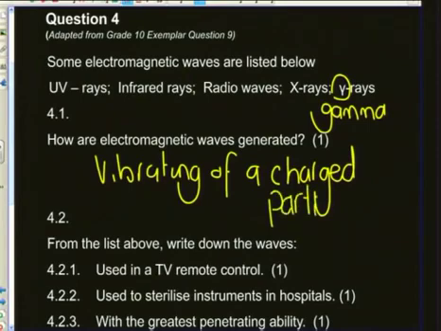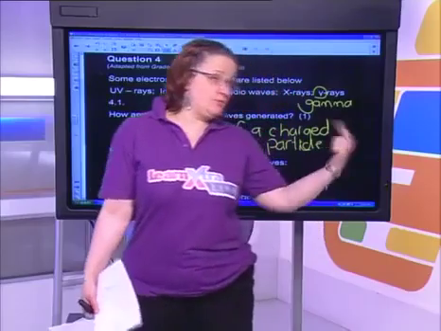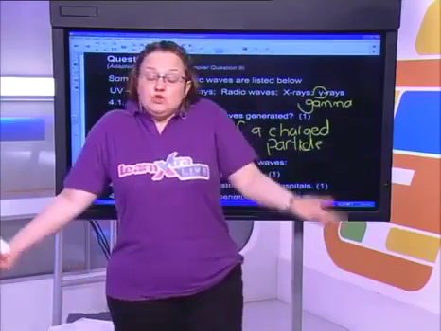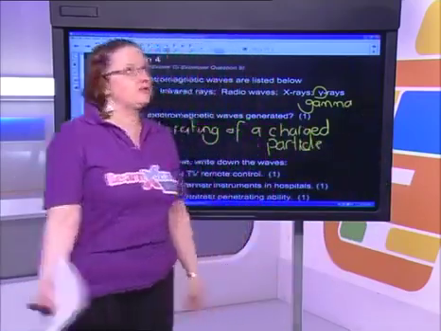Okay, in the sun, it's because of a nuclear reaction which causes the particles to be charged. Now, from the list, write down the waves. There is nothing in this question that says you may only use something once. There's nothing that says that you may use it more than once. So if you do need to use one of these more than once, use it. Don't go, well, I've used radio waves, so it can't be that one.